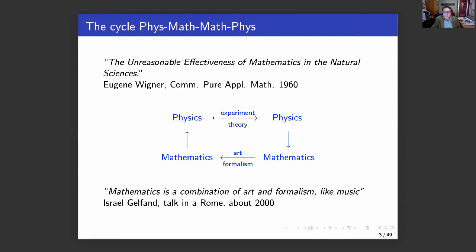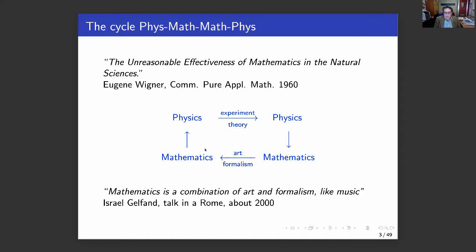So physics consolidates the ideas by experiment, makes some theory, then goes to mathematics, and mathematics proceeds just by formalism, which is an art to mathematics, and then comes back. There is a very famous paper by Eugene Wigner, The Unreasonable Effectiveness of Mathematics in the Natural Sciences. I think it is not true that the paper is famous. The title of the paper is famous. Few people read the paper, but the title already condenses the idea.